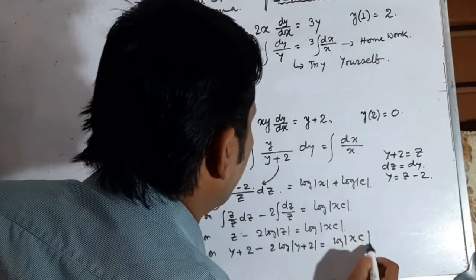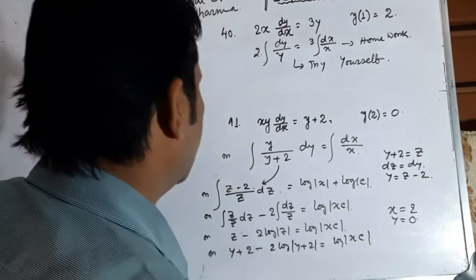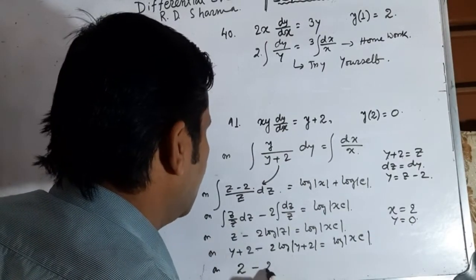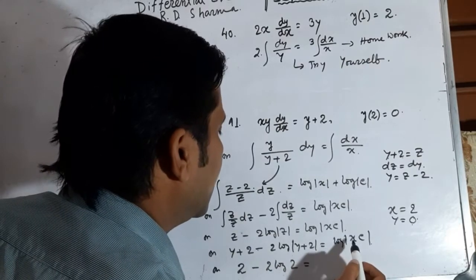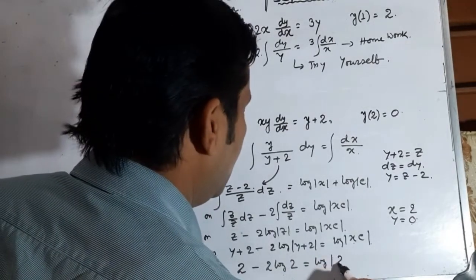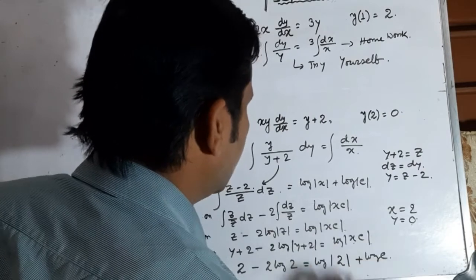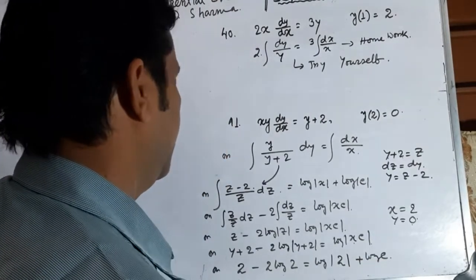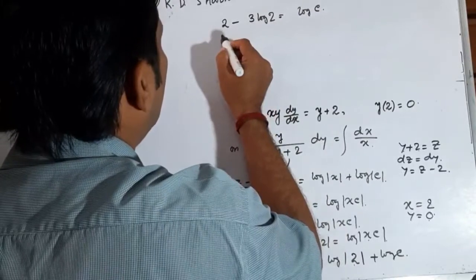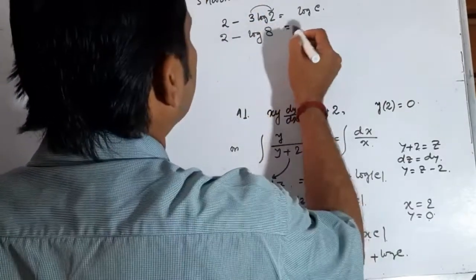Putting the particular value, x = 2 and y = 0, you get 2 minus 2 log 2 = log 2 + log c, so 2 minus 3 log 2 = log c, or 2 minus log 8 = log c.